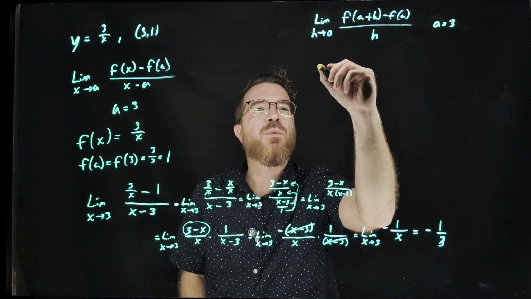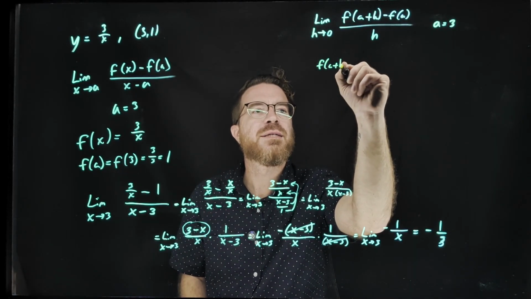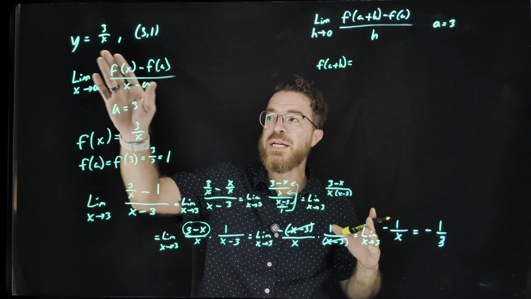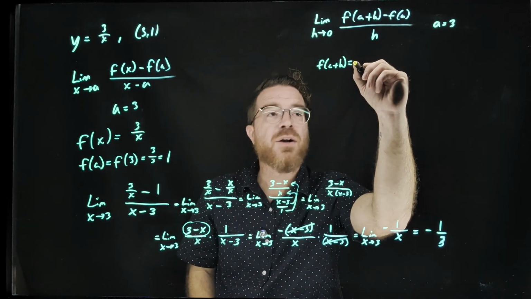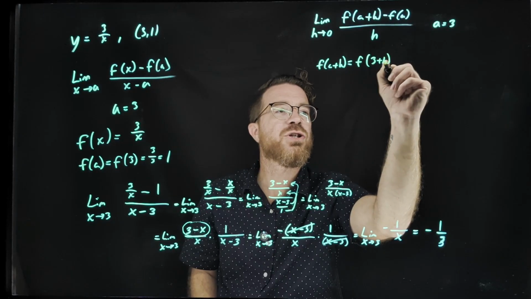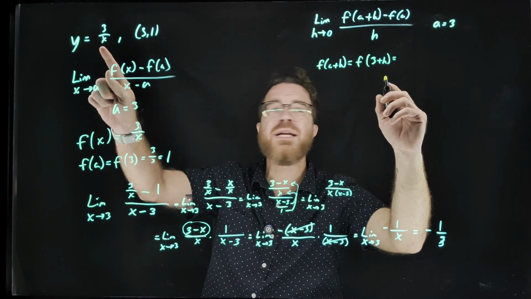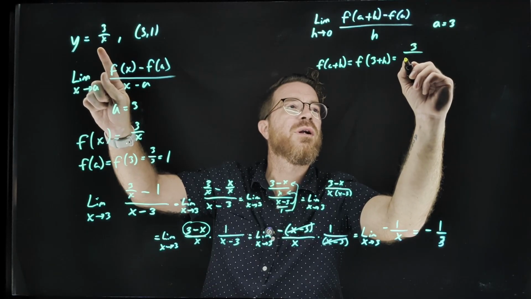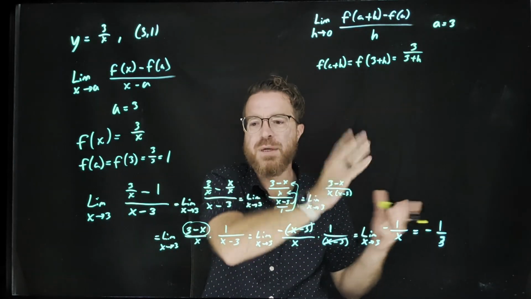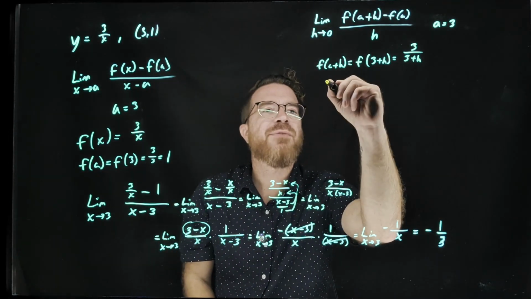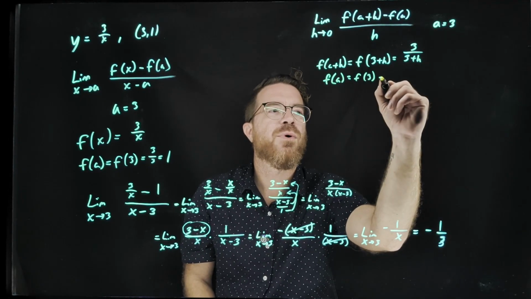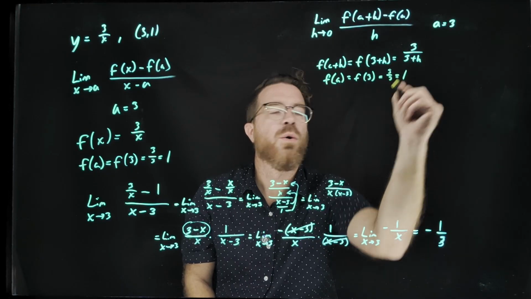So first things first, I'm going to figure out what is f of a plus h. Well, our f of x was 3 over x, and we are going to be plugging in, because our a is 3, 3 plus h. We plug it into this function right here, and we get 3 over 3 plus h. So that's our f of a plus h, or f of 3 plus h. Then I'm going to find my f of a, which is just equal to f of 3, which, just like we did before, is 3 over 3, or 1.